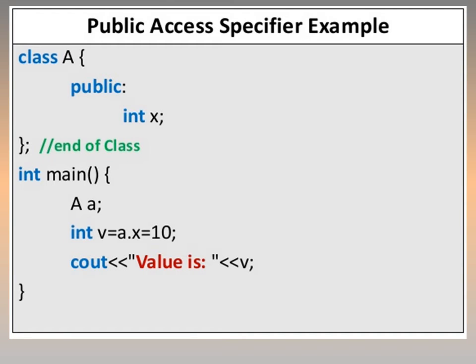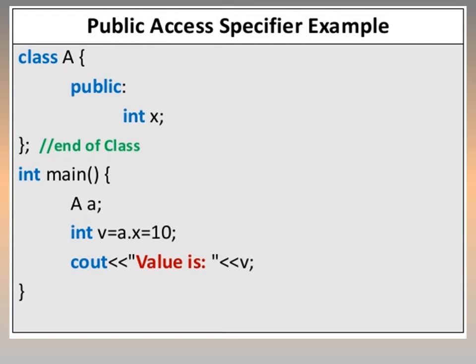Now see an example, class A. In the body of class A, we declare the public access specifier. Under that access specifier, we declare the variable int x, and here is the end of the class. Now in the main function, we create an object of class A, and int v is equal to a.x, where a.x is equal to 10. So here we are printing the value of v. Okay. Under class A, as we declared that variable as public, it is accessible there.